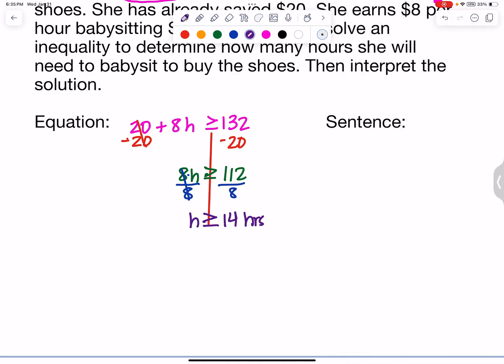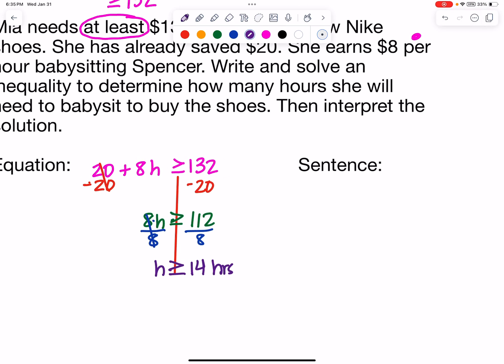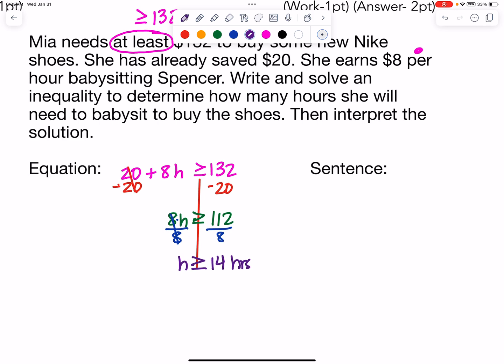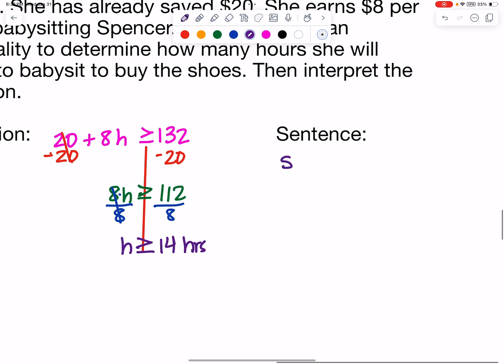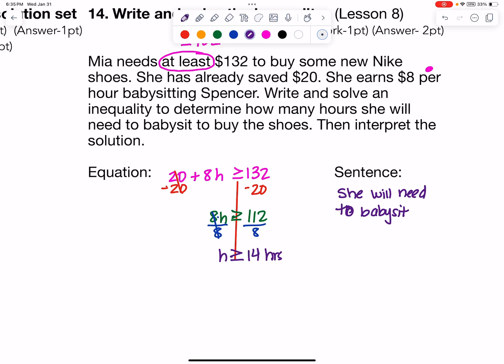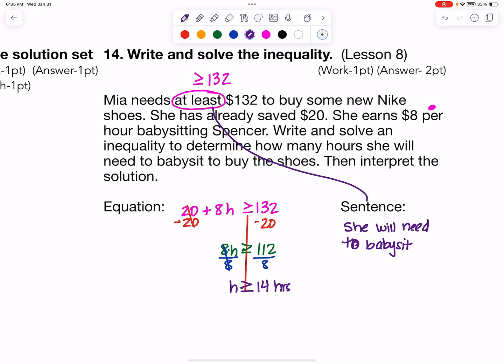So let's go ahead and interpret the solution, which means write a sentence. So how many hours will she need to babysit? She will need to babysit, and then we use the phrase up above right there: at least, then we can continue, 14 hours. If she does more than 14 hours, she'll definitely make it, but she needs at least 14 hours.